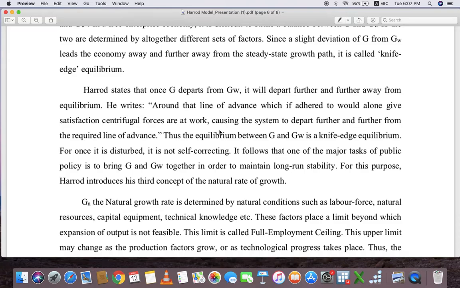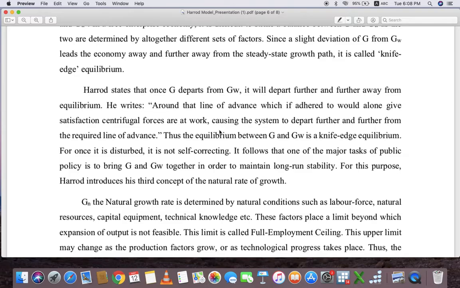Thus the equilibrium between G and GW is a knife edge equilibrium. For once it is disturbed, it is not self-correcting. It is not coming back to the actual required level of growth path. It follows that one of the major tasks of public policy is to bring G and GW together in order to maintain long run stability.